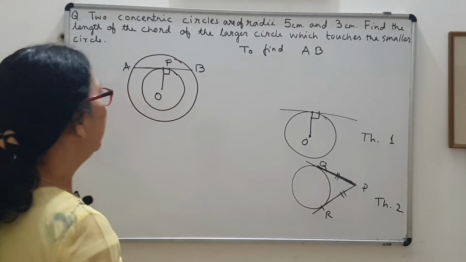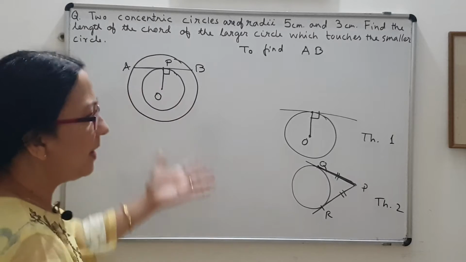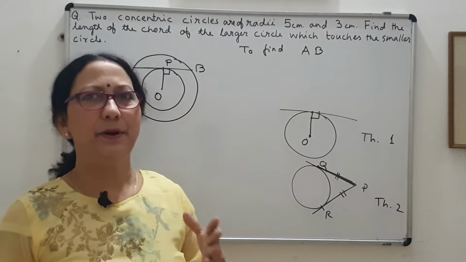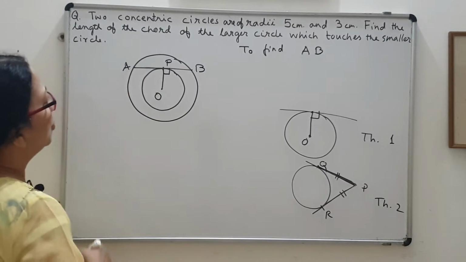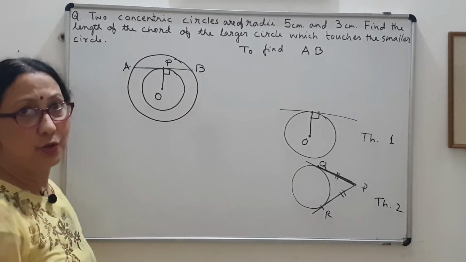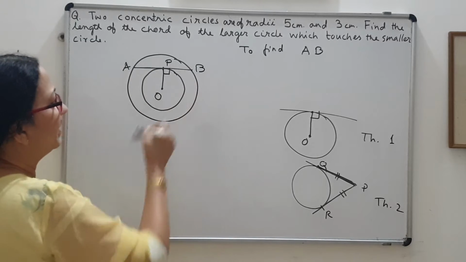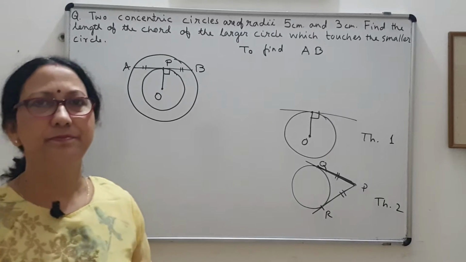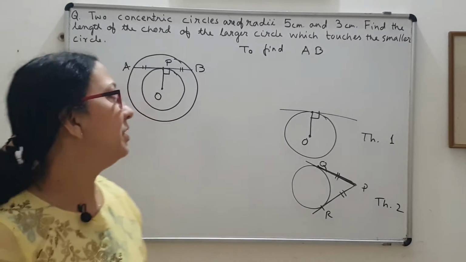Next we will be applying a theorem that you have learnt in 9th class, that a perpendicular from the center bisects the chord. You see, OP is now perpendicular to the chord AB, so obviously OP will bisect the chord AB. That means AP will become equal to PB, by that theorem: the perpendicular from the center bisects a chord.